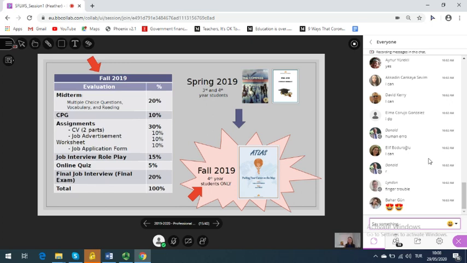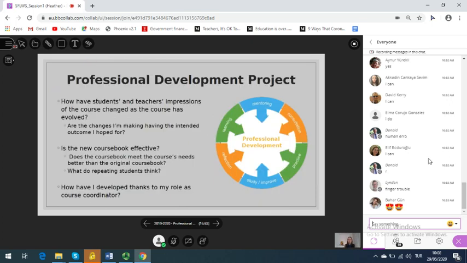And so for me, having looked at all of these changes that were made over the past 2 academic years, I was left with some questions. So is the course better now in some way? Are the changes that I've made and the material that I created having the intended effect that I hoped for? Do the students like the new book? Do repeating students like the new book?